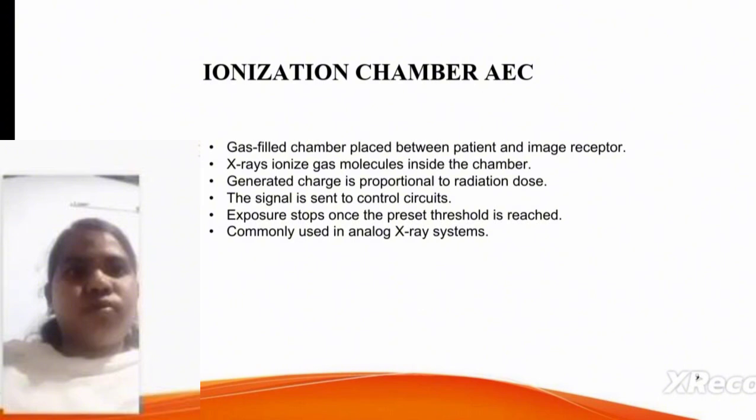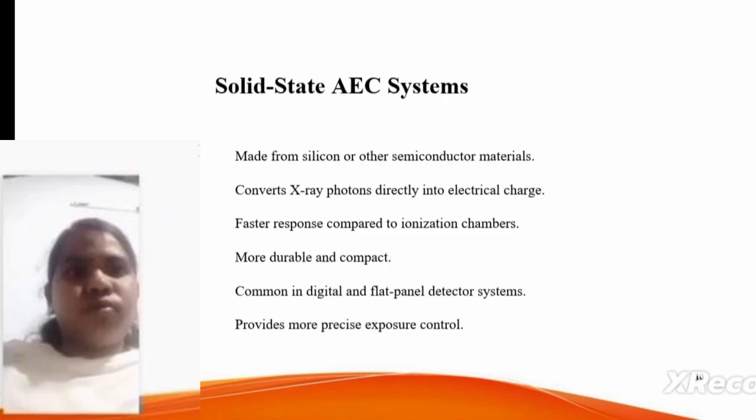X-rays ionize gas molecules inside the chamber. The generated charge is proportional to the radiation dose. The signal is sent to control circuits. Exposure stops once the preset threshold is reached. Commonly used in analog X-ray systems.